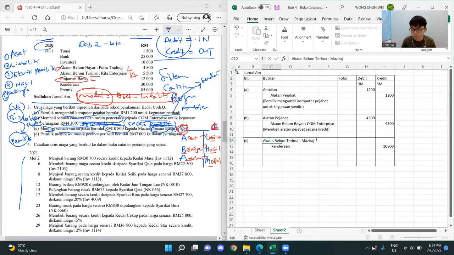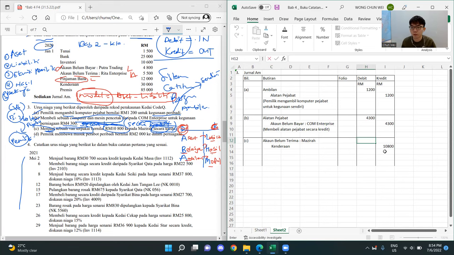So what does it mean? Meaning, the kenderaan telah keluar, sudah keluar kepada Mazira. I already sold this van terpakai to Mazira. But Mazira hasn't paid me the money yet. Meaning, I haven't received the money from Mazira. When I haven't received, you translate into BM, panggil apa? Belum terima lah. Okay, haven't received, belum terima. So when you belum terima, then that's why it's called account belum terima. Siapa? Mazira lah orang tu.